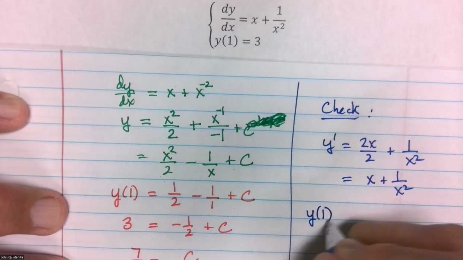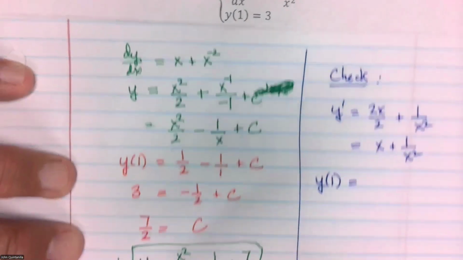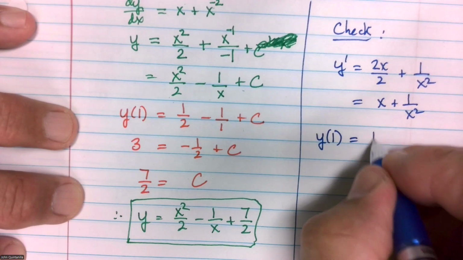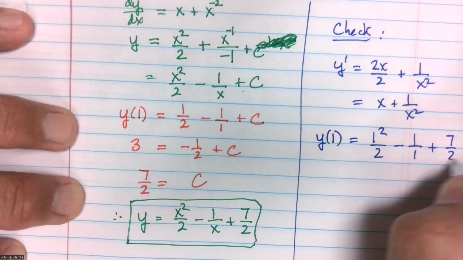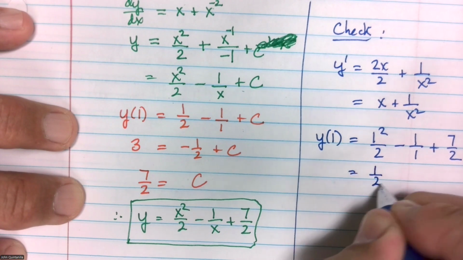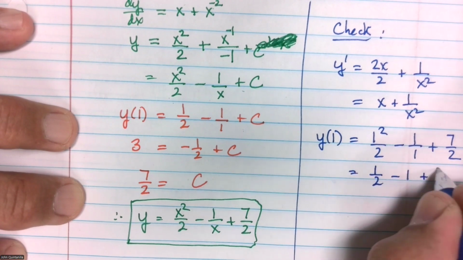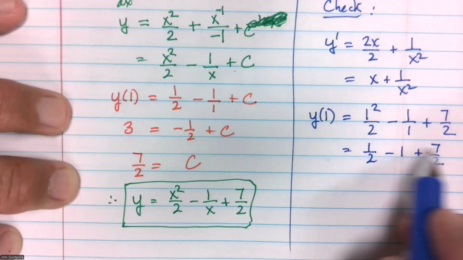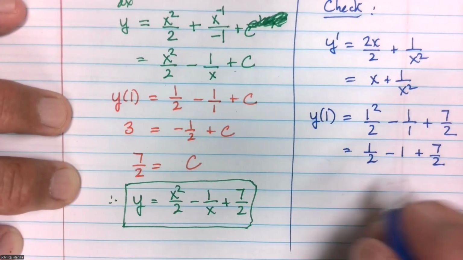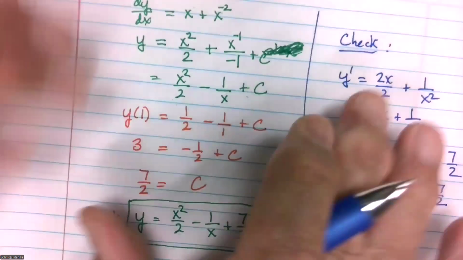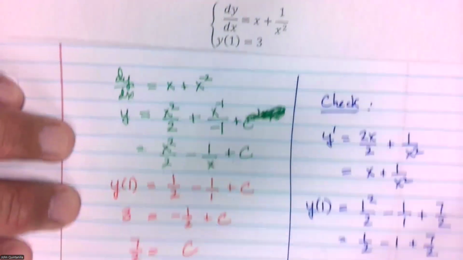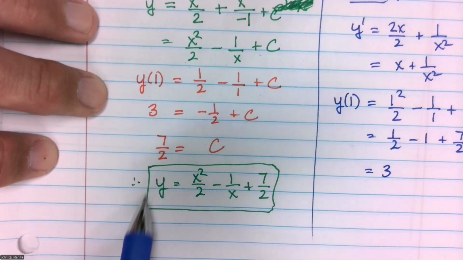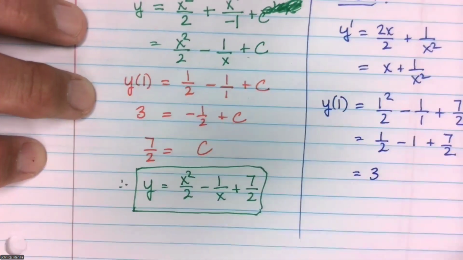Also, if I plug in 1 into my function y here, I would get 1 squared over 2 minus 1 over 1 plus 7 halves. So 1 half minus 1 plus 7 halves. 7 halves plus 1 half is 4, minus 1, and I get 3, which was the initial value that I was supposed to have in the problem. So the answer that I've boxed in green here, that is the final answer.